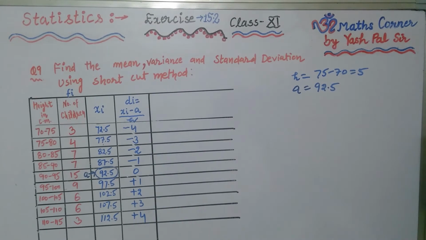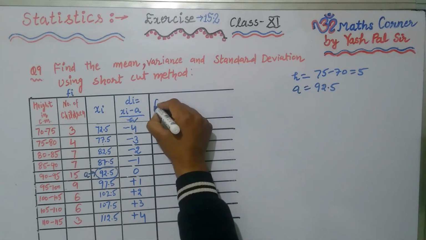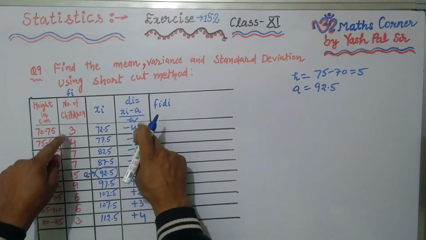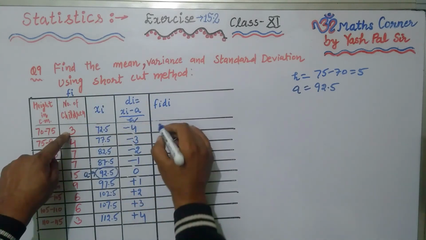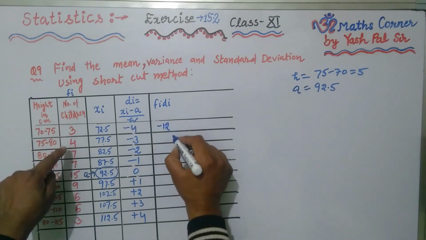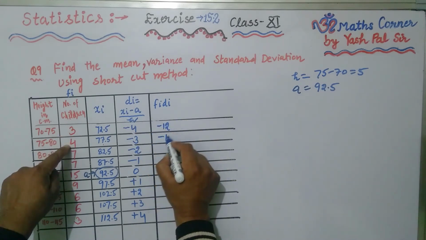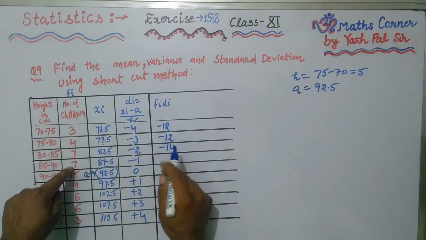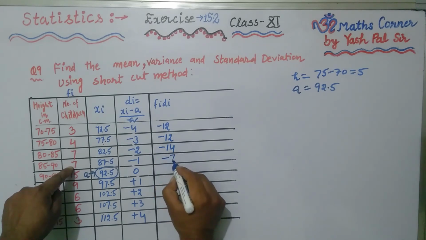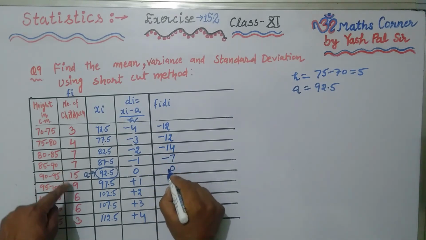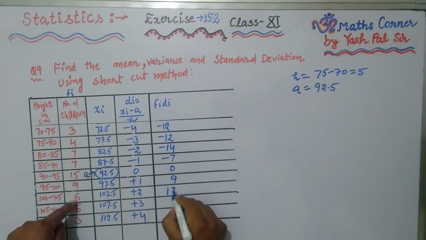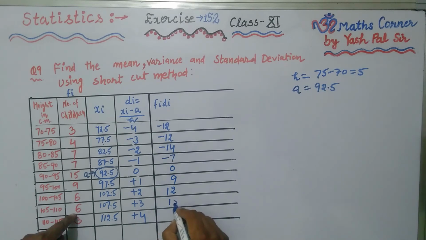Now in the next column we calculate fi di. This is di and this is fi. Their product: 3 into minus 4, minus 12. 4 into minus 3, minus 12. 7 into minus 2, minus 14. 7 into minus 1, minus 7. 15 into 0, 0. 9 into 1, 9. 6 into 2, 12. 6 into 3, 18. 3 into 4, 12.